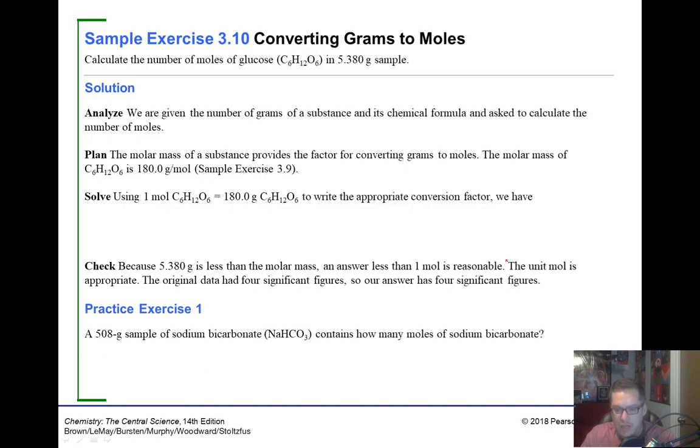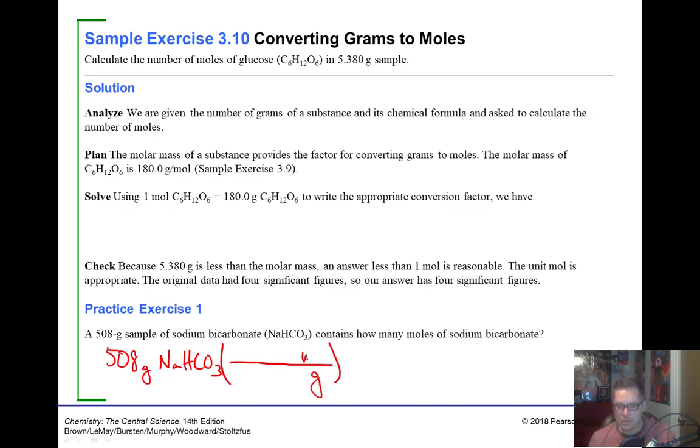All right, a 508 gram sample of sodium bicarbonate contains how many moles of sodium bicarb? So now we're going from grams to moles. In order to do this, we'll need to use the formula weight, but let's write it out first. We've got 508 grams of NaHCO3. We have to go to moles, so we'll draw this guy.